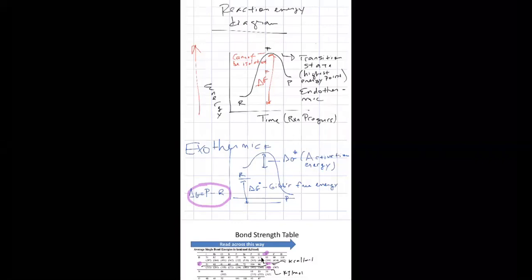And by the same token, if the reaction is exothermic and delta H is negative, look at the products and reactants down here. The products are lower in energy than the reactants. So when you subtract R from P, you're going to get a negative number. All right. Any other questions? That's a good question.